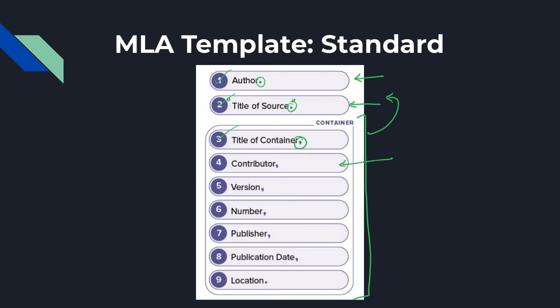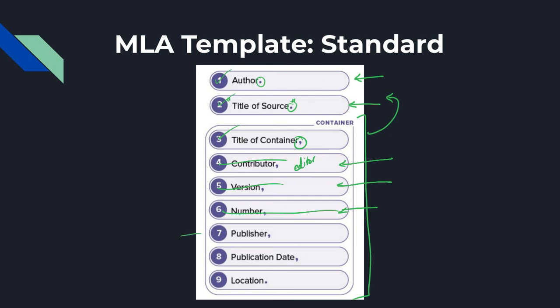Contributor would be if there was a listed editor or something, but there's not. Version would be if this was like the remix or the remastered version or another version, but there is no other version of a website article, so we don't have a version. Number would be if this was volume 2 of something, but it's not. So none of those fit what we're doing. This article has none of those things, so we skip this, this, and this.